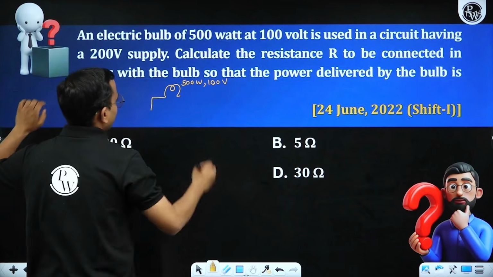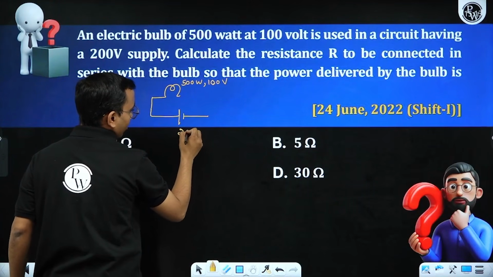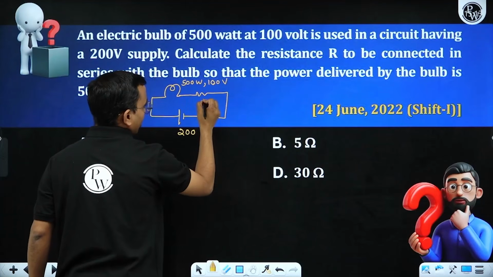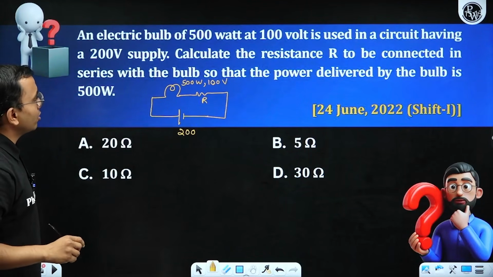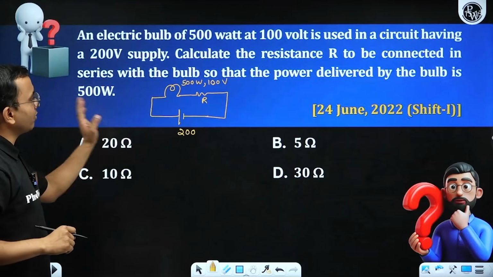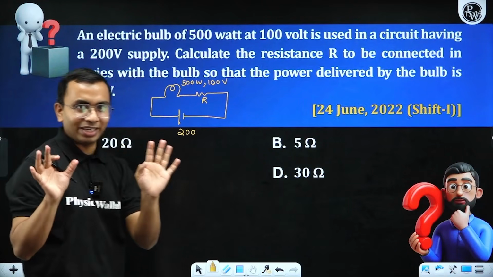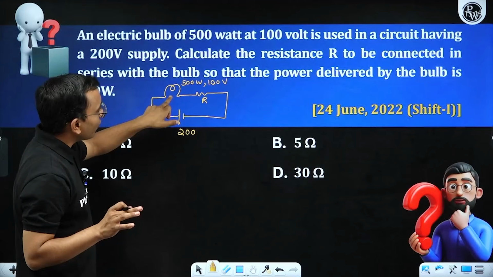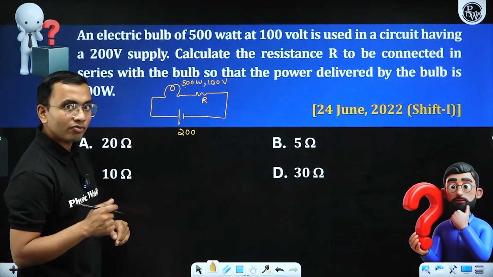The bulb is connected with a 200 volt supply, and he is asking how much resistance needs to be connected in series so that the bulb delivers a power of 500 watt. If you use your mind here, the 100 volt rating is saying that when 100 volt is across this, the power dissipated will be 500. And he is asking what is the condition for 500?